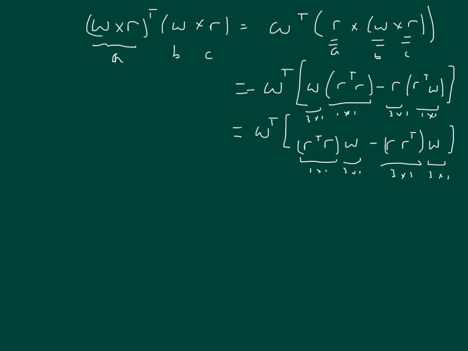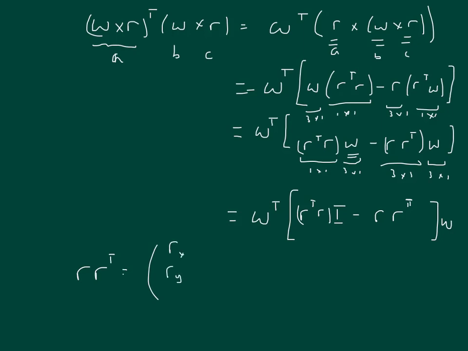If we want to pull omega to the right, so we write this as omega transpose an expression and then omega on the right, for the first quantity we'll have to put a scalar times identity, R transpose R times identity, so that we multiply each element of omega equally, minus R R transpose. And just to refresh your memory, R transpose is equal to Rx, Ry, Rz.